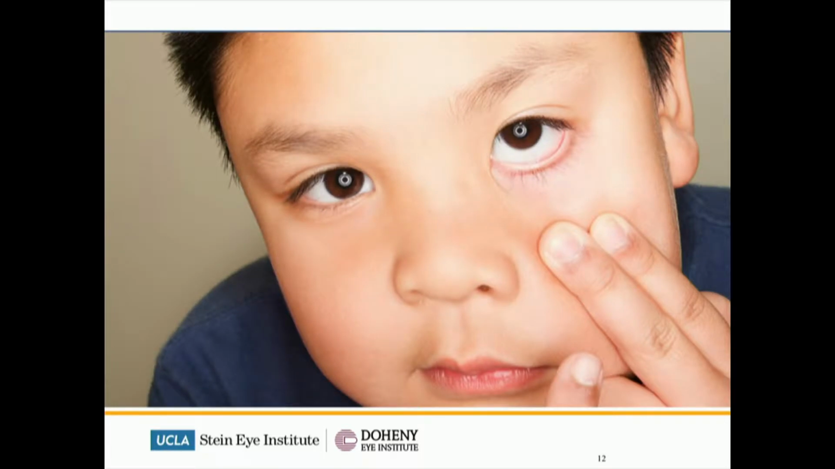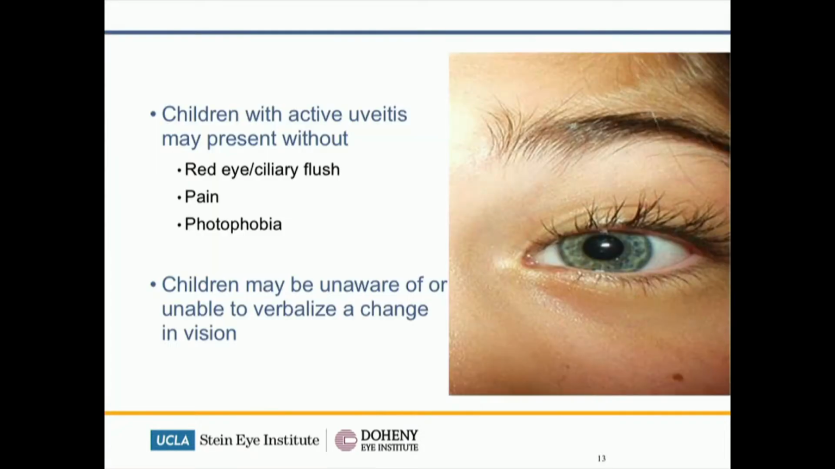You might have a child with a white eye who doesn't complain of anything, is not complaining of photophobia, doesn't tell you that there is anything wrong with the vision. So this is in direct contrast with adults who will definitely tell you there is something wrong. So you don't rely on the fact that the patient doesn't have a red eye, doesn't have ciliary flush, is not saying they have any pain.